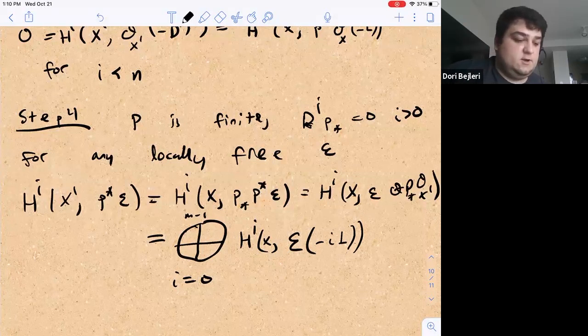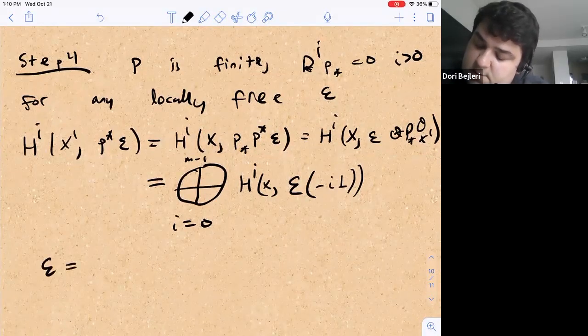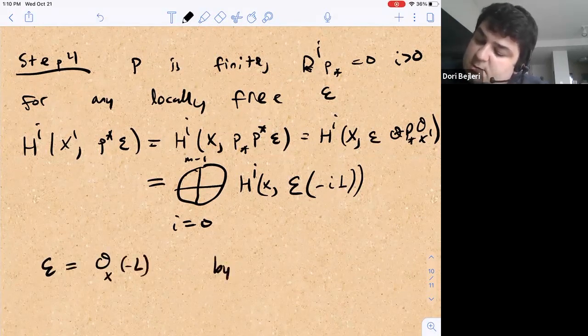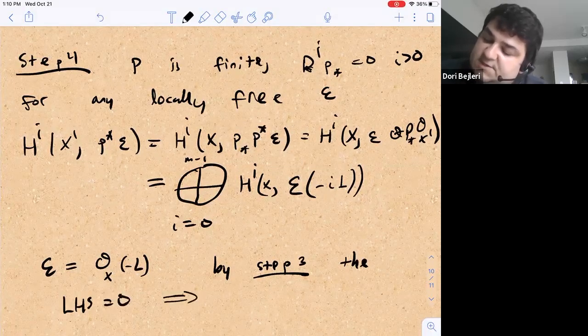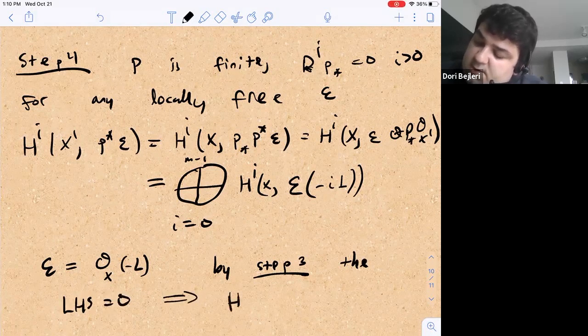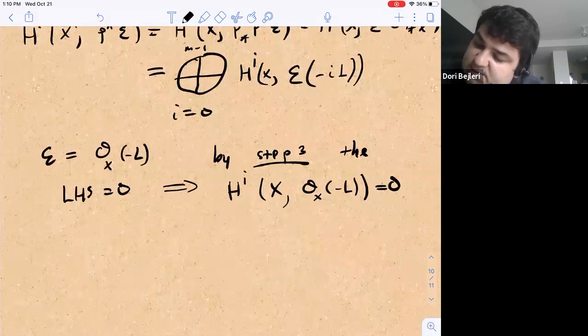Right, and so in particular, now we apply this to E equals O_X minus L, and so by step 3, the left-hand side is 0, and so that implies that each of these summands is 0. So in particular, that implies that H^i(X, E) itself, or in this case O_X minus L, is 0 because that's the special case where i equals 0.